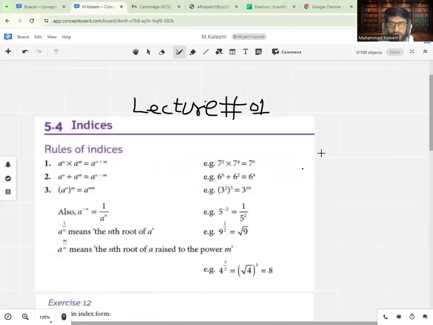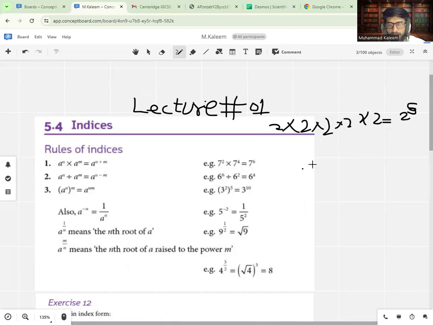Basically, when we have a repetition in multiplication, where the same number is multiplied many times, like here we have 2 times 2 times 2 times 2 times 2, we can write this in index form, that is 2 raised to the power 5. Here 5 is known as the index, or you can say exponent, sometimes also known as power. 5 represents the number of times the number is repeating. Here you can see 2 is repeating itself 5 times.